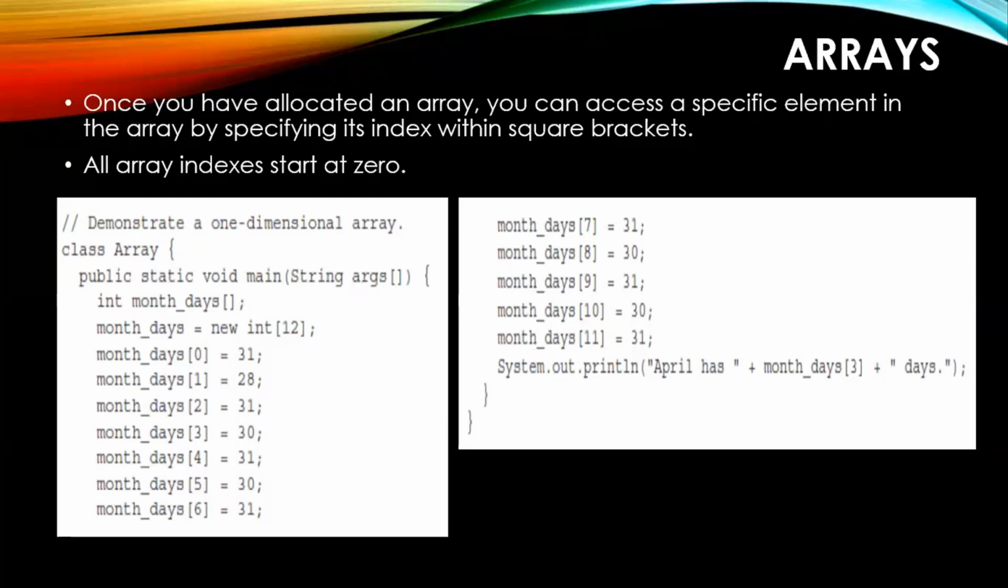Example is clear, right? What will be the output of this particular program? April has 30 days. Okay, good observation. This made it clear that you understood what exactly the array declaration is. Now let me give you a few important conclusions.